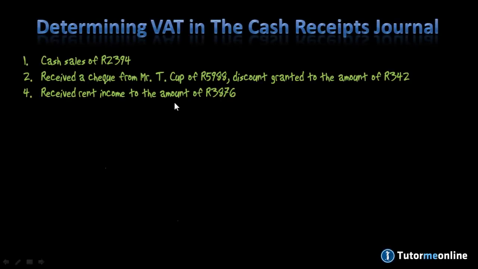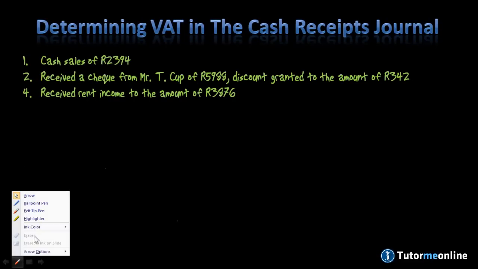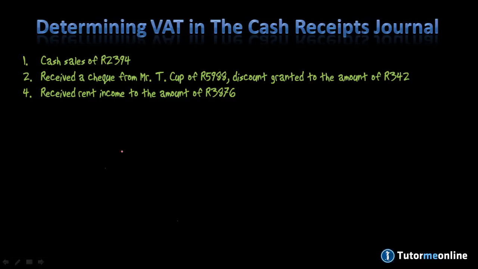In this video, we'll have a look at determining VAT in the cash receipts journal. So let's start off with our first transaction, which happened on the 1st of the month. We're dealing with a cash sale, and the sale was to the value of 2394.